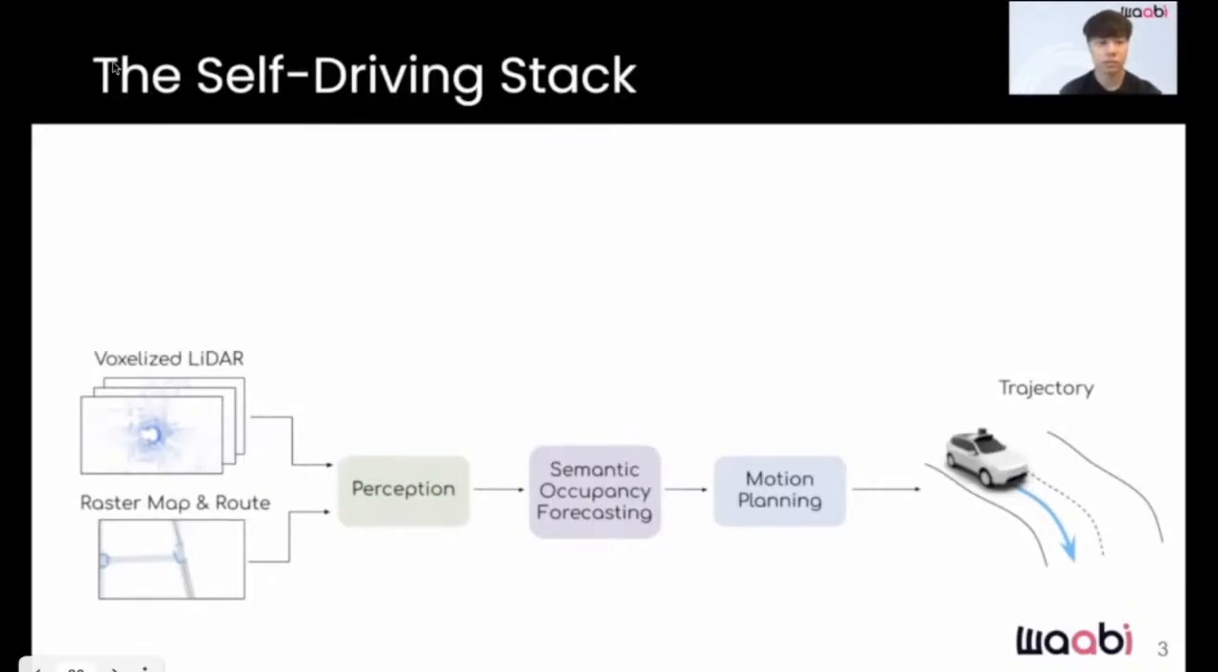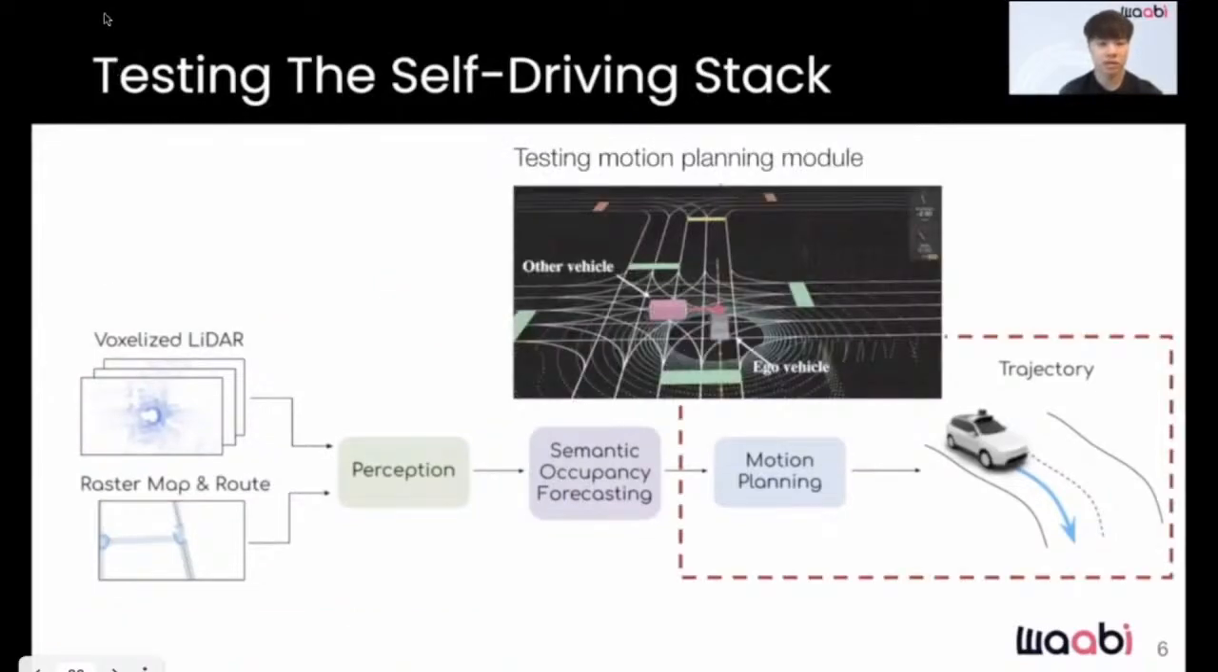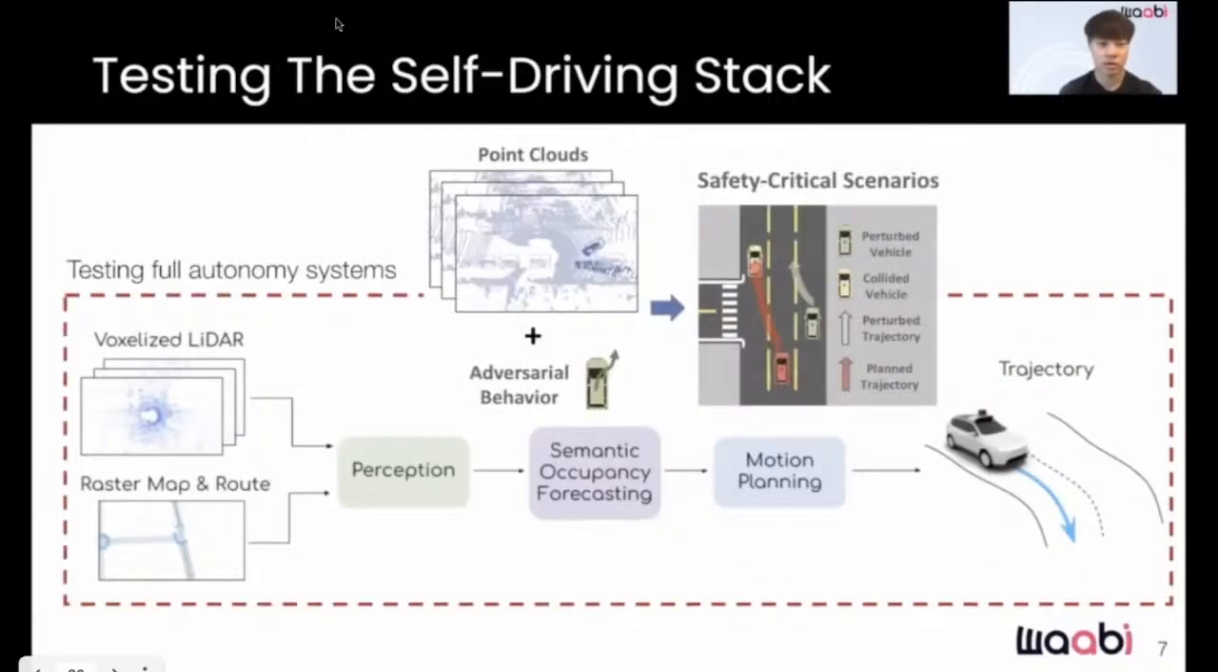Given the modular nature of the stack, we can test each component separately. For example, we can create challenging examples for the perception module. Similarly, it's also important to test safety-critical scenarios to test the capabilities of the motion planner. And finally, the most holistic way is to test the entire stack end-to-end, starting from sensor simulation and all the way to motion planning trajectories.